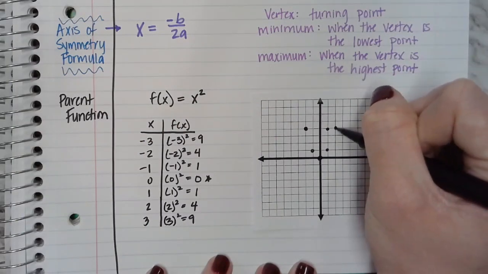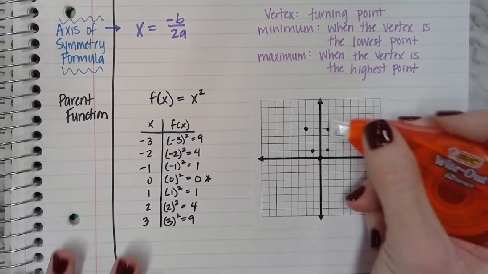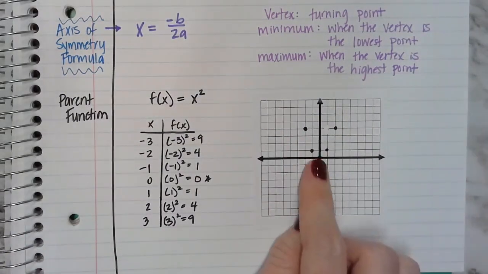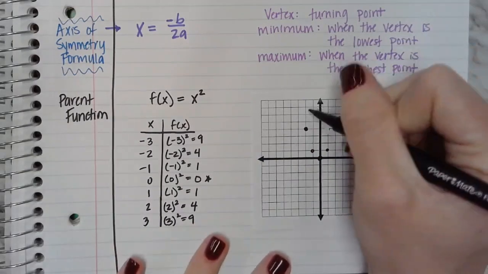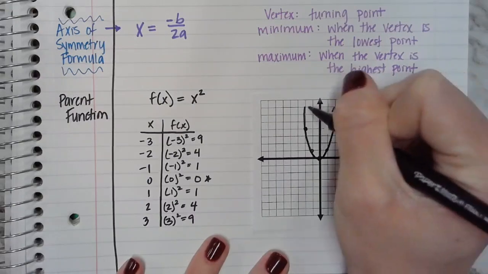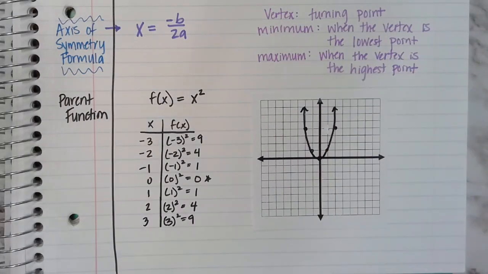Oops, that goes over there. Let me just take care of that point right there. Sorry guys. Okay, so it's a U shape, not a V shape. Remember, parabola is a U. Quadratic, think the U in quadratic, help you remember.